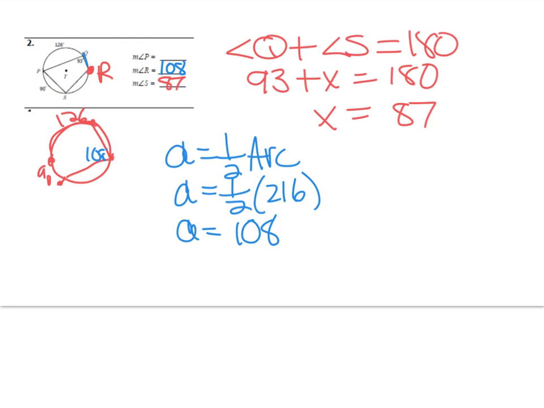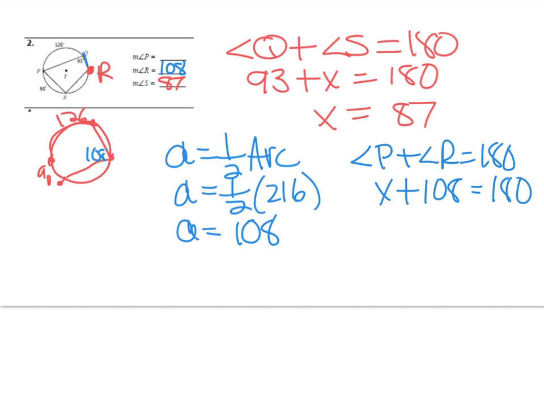Now that I know R, I know that angle P plus angle R equals 180. Angle R is 108, and angle P is X. So I'm going to subtract 108 from both sides, and voila, this is what we get. X is equal to 72, and P is equal to 72 degrees.